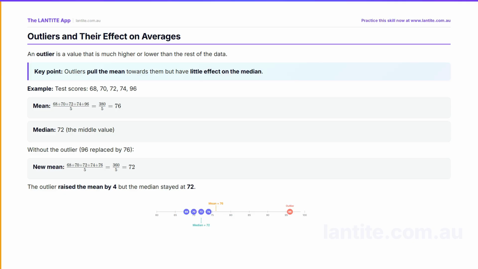An outlier is a value that sits far away from the rest of the data. Outliers pull the mean towards them. In this example, the score of 96 is an outlier. With it, the mean is 76. Without it, if we replace 96 with 76, the mean drops to 72. But notice the median stays at 72 either way. This is why the median is often described as resistant to outliers. The LANTITE frequently asks you to recognize when the mean is being distorted and whether the median would be a better measure.